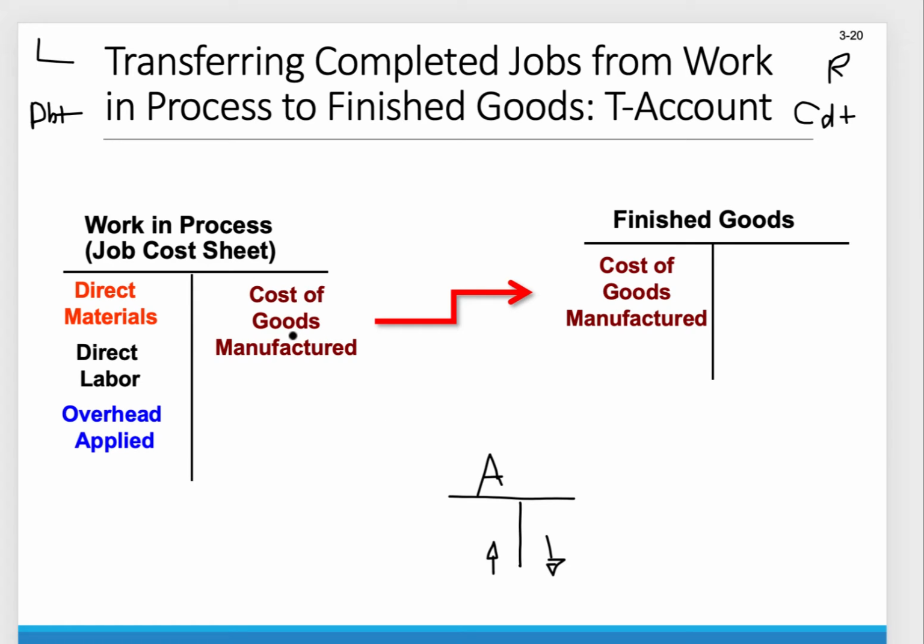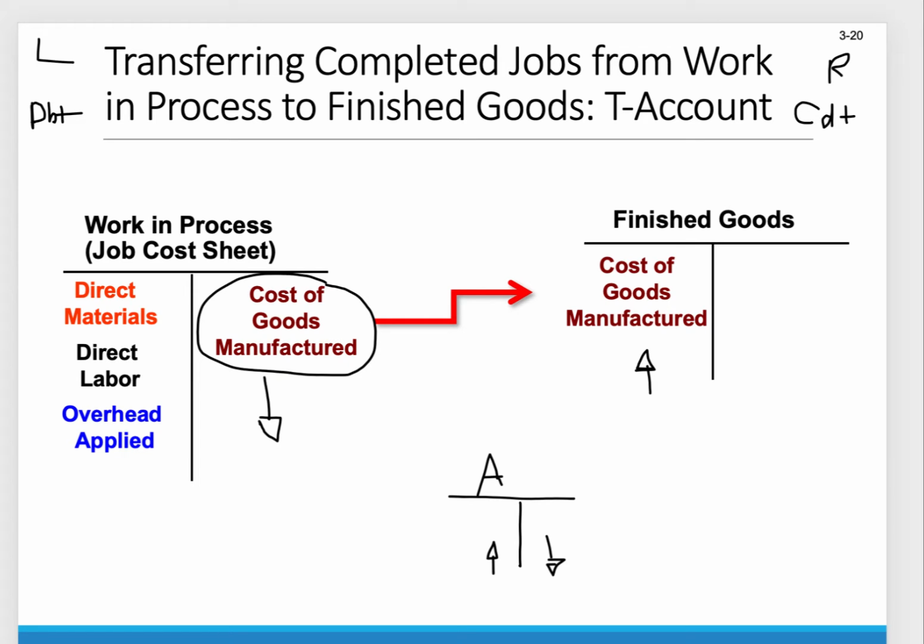So as these physical units leave the production department, we need to get the costs out of that work in process inventory account. We do that with the credit. So we see the costs, the dollars, going down, leaving. Where do they go? To the finished goods account. So that's why we debit this finished goods account to increase it by the cost of goods manufactured. So this is the cost of goods manufactured here. Remember that definition we looked at earlier. This says, hey, this is the cost of all the completed goods. Okay?